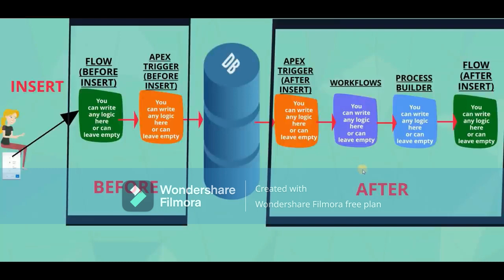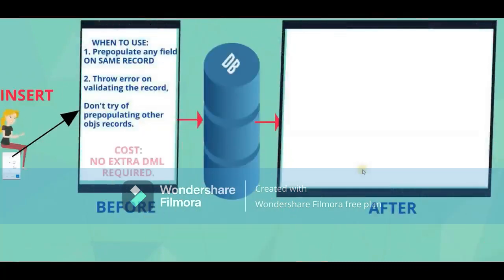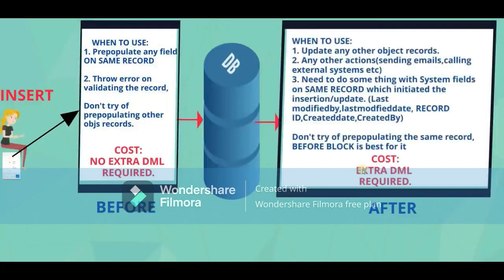With this understanding, now I will teach you how to choose before insert and after insert for a given requirement. For before insert, there are only two rules. Only two rules. I'm telling you again, just two rules. If you want to pre-populate any field on the same record, you need to choose before insert or before update.